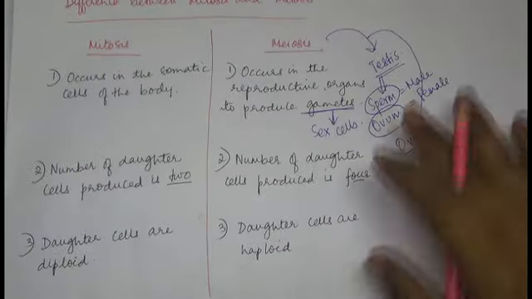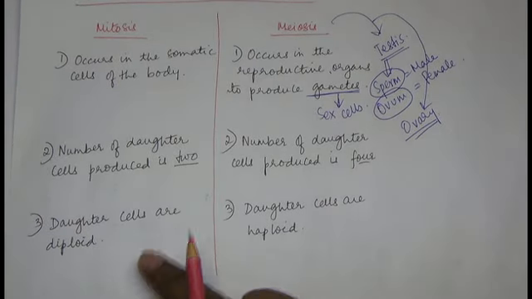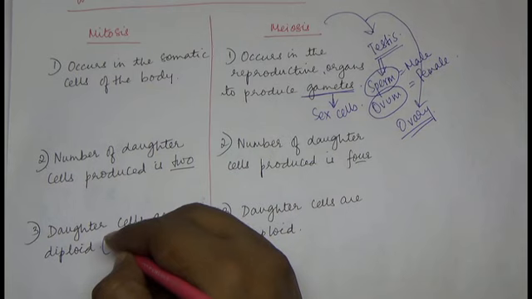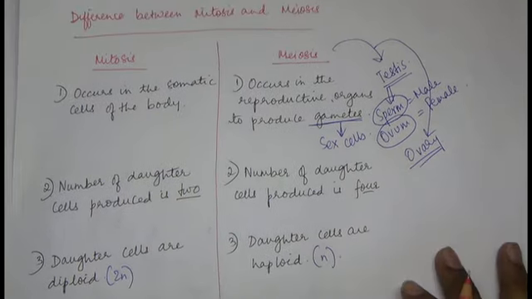Clear? This is difference number 1. Difference number 2 is the number of daughter cells: in mitosis it is 2, here it is 4. In mitosis the daughter cells are diploid, that means the daughter cells are 2n. Here the daughter cells are n. We already know this.